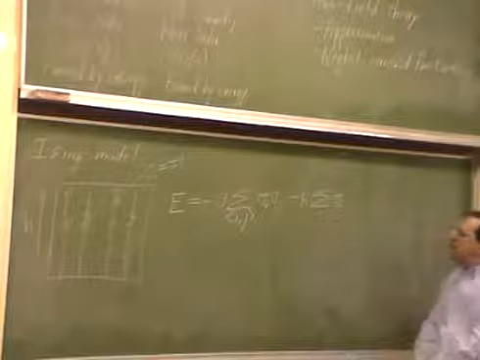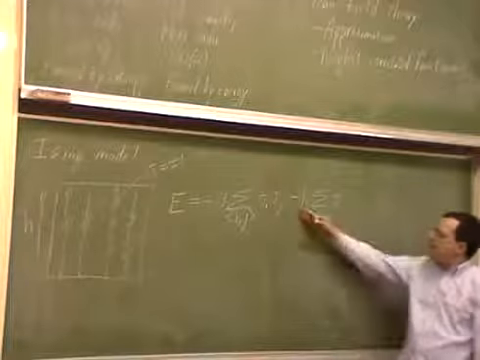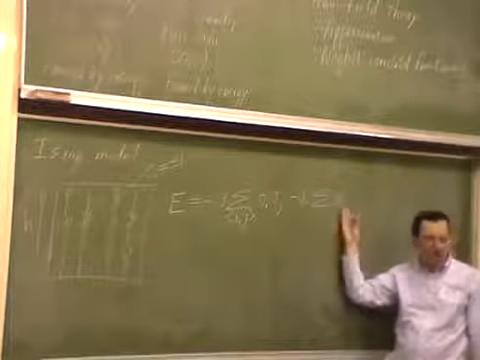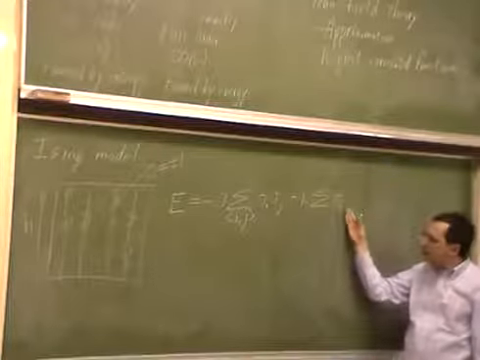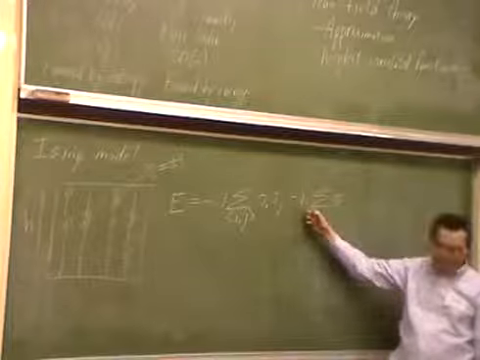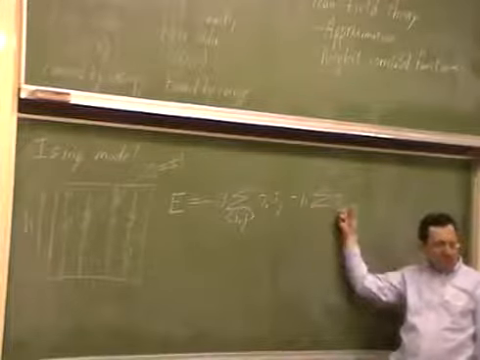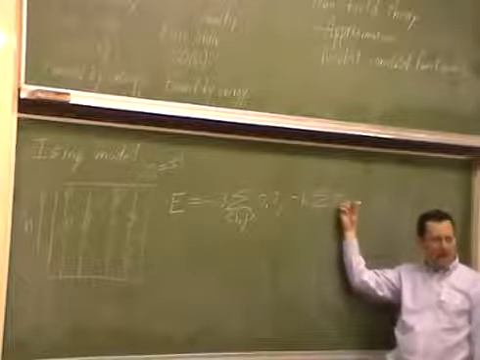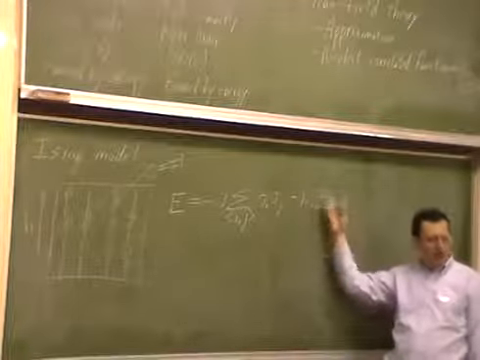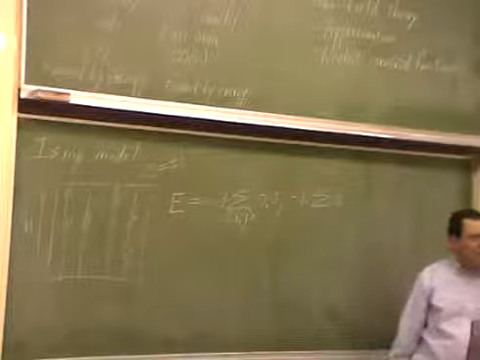Okay, and then we have the way that the spins individually interact with an applied magnetic field. Okay, and so if the field is in the positive direction, it favors spins in the positive direction and disfavors spins in the negative direction. Okay, so far so good?